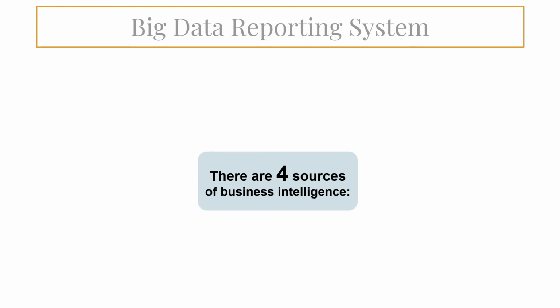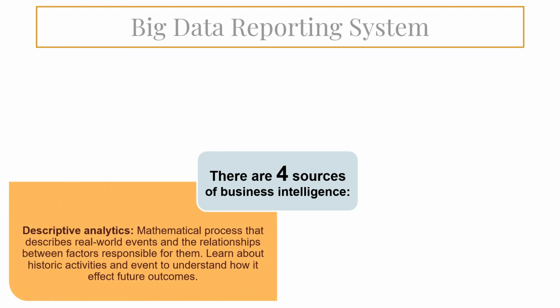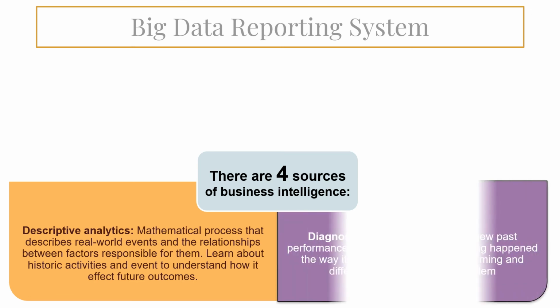So there are four sources of business intelligence. Number one, as we said, descriptive analytics. It's a mathematical process that describes real world events and the relationship between factors responsible for them. Learn about historic activities and events to understand how they affect future outcomes.